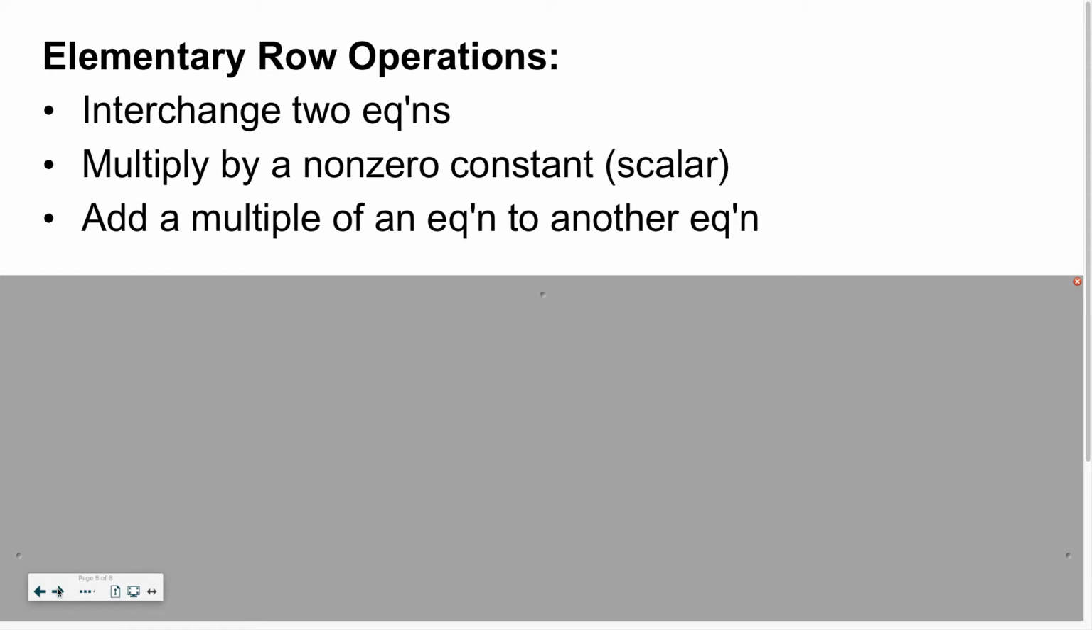So that's bullet one. Bullet two, I can multiply by a non-zero constant. We would refer to that as a scalar. I mean, obviously you don't want to multiply by zero because then everything turns to zero and there's nothing interesting about that. But your scalar can be all types of numbers.